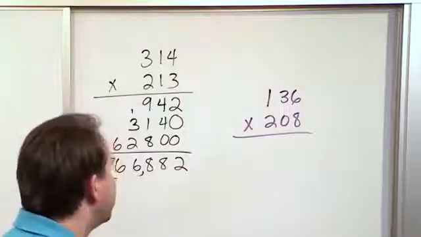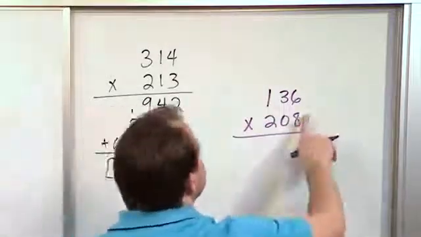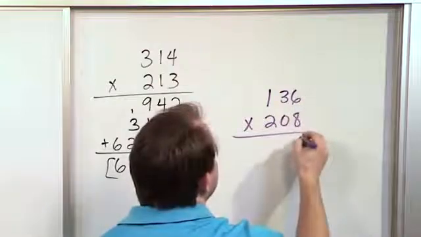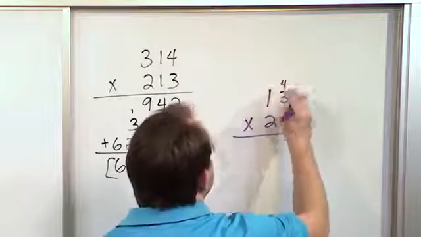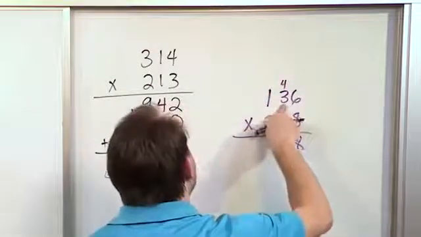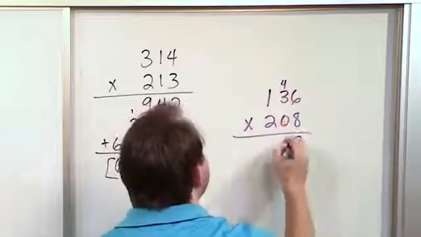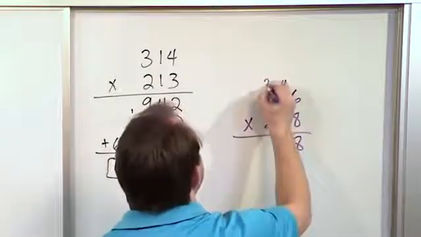All right, now for our final problem, it'll be the same kind of thing, 136 times 208. We want to multiply these together, so we start on the right-hand side. 8 times 6 is 48. We put the 8, carry the 4. 8 times 3 is 24, plus this 4 is 28. So we put this 8 and carry this 2.